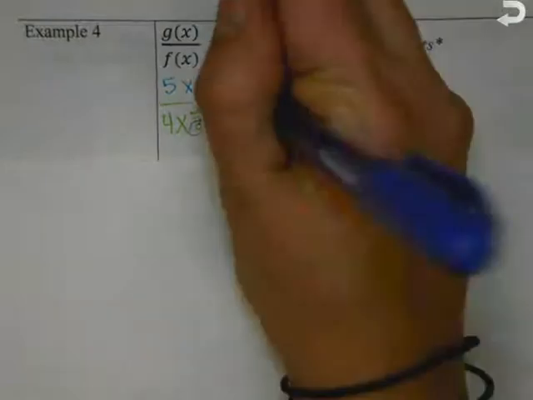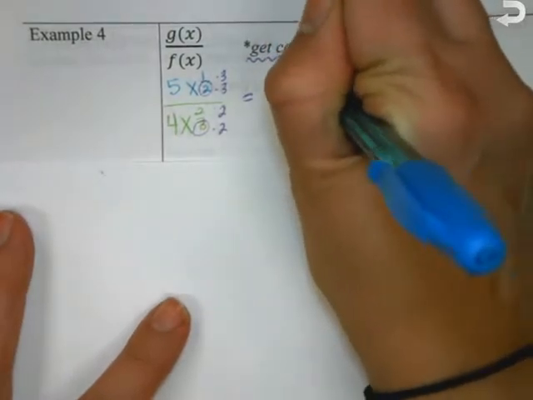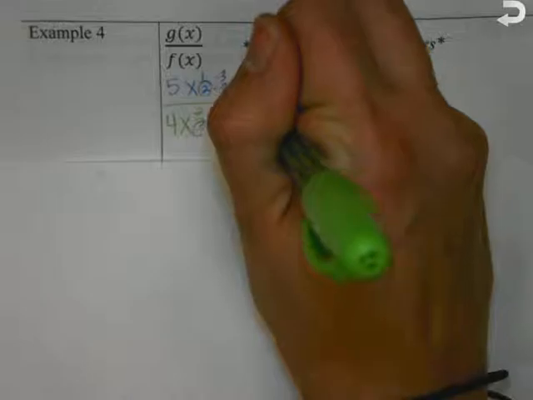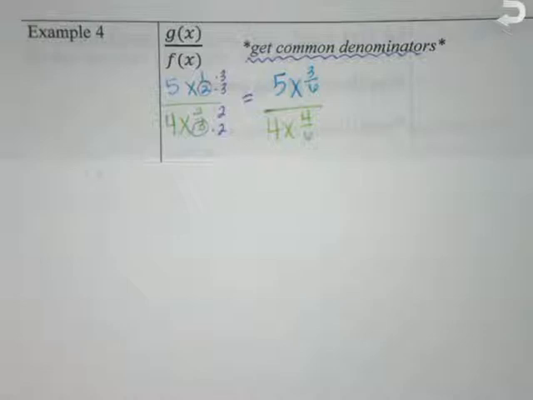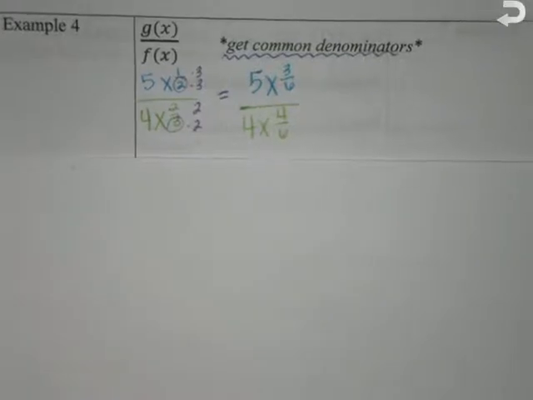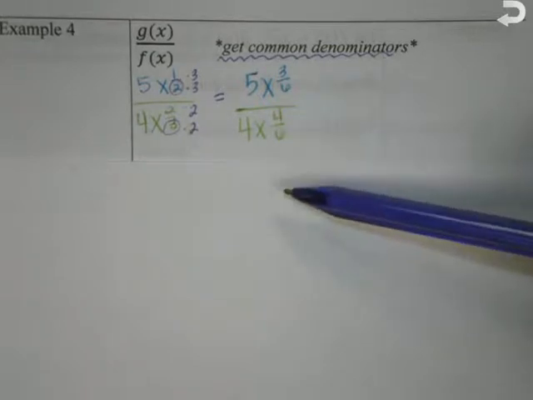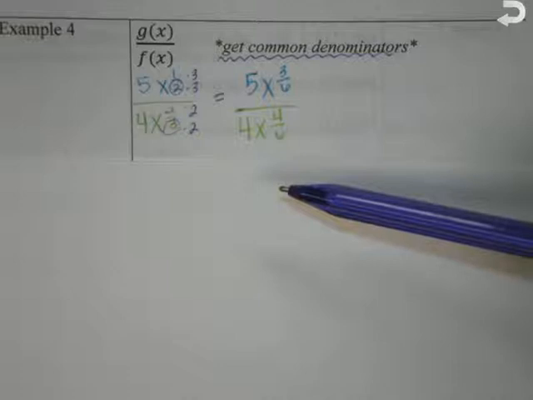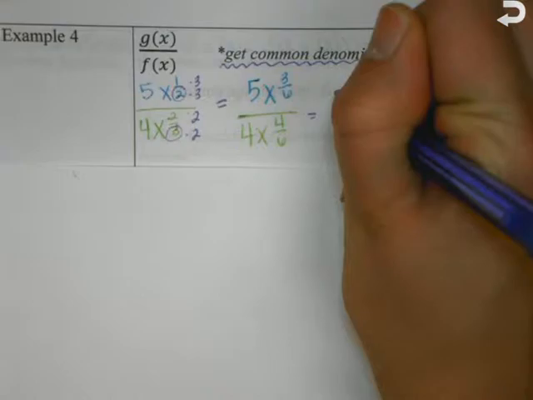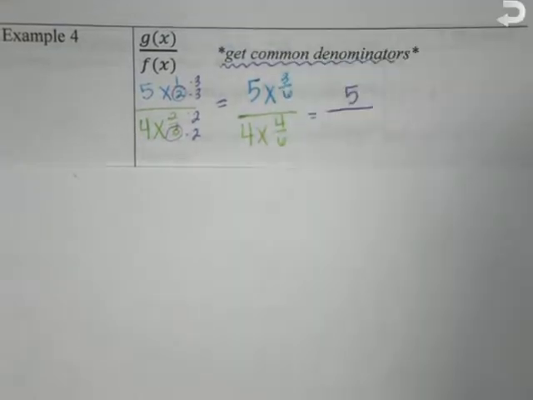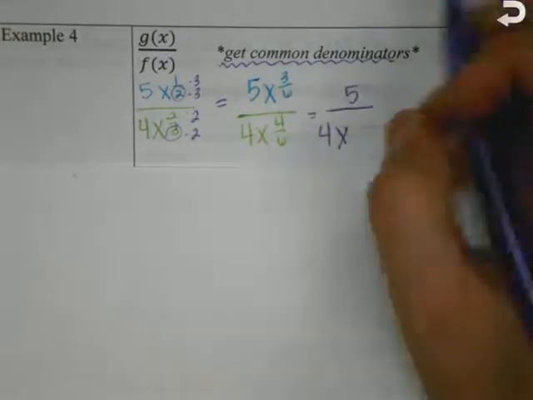So that's going to give me on top 5x to the 3 over 6, over 4x to the 4 over 6. Where is my exponent going to end up? In the numerator or the denominator? The denominator. Why? Because it's bigger. So the 5 stays on top, and on bottom we have 4x. 4 sixths minus 3 sixths gives me 1 sixth.